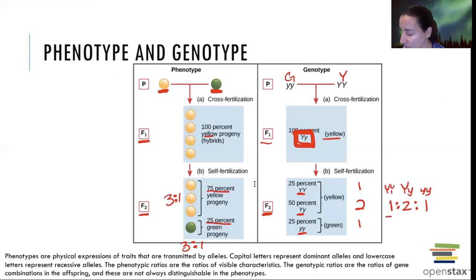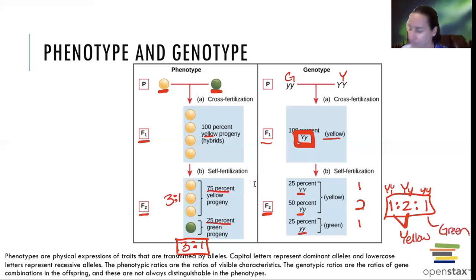So our genotypic ratio and our phenotypic ratio were different. Genes are genes, they are what they are. Phenotype is what gets expressed. So even though we have a 1-to-2-to-1 genotype ratio, both of these guys still express as a yellow color, while only this one lone guy expresses as a green color.